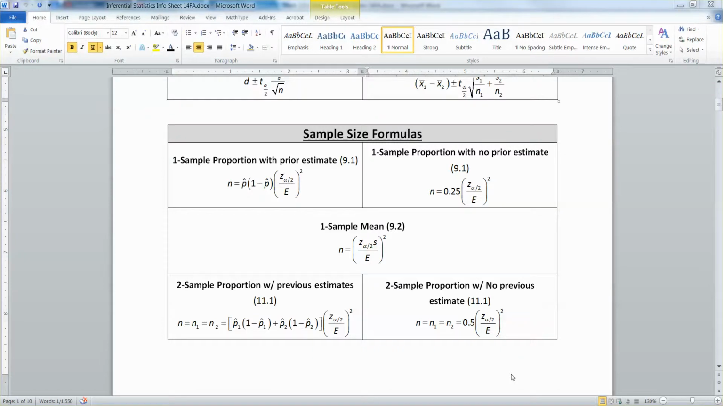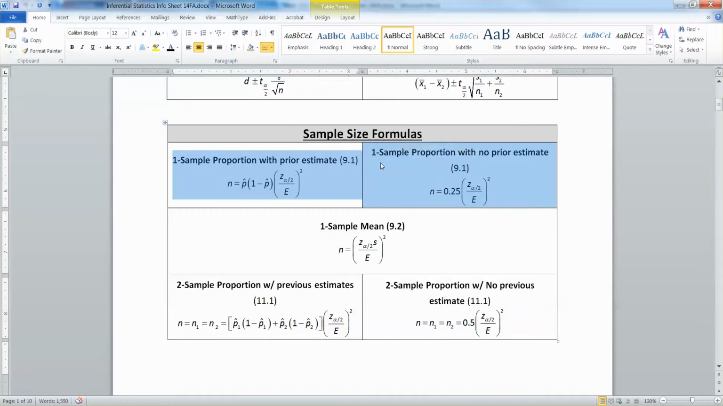In section 9.1, we learned two formulas for calculating the sample size. One was for calculating the sample size for a proportion if you have a prior estimate, and one was for a proportion if you have no prior estimate. But the question becomes, what if it's not for a proportion at all?